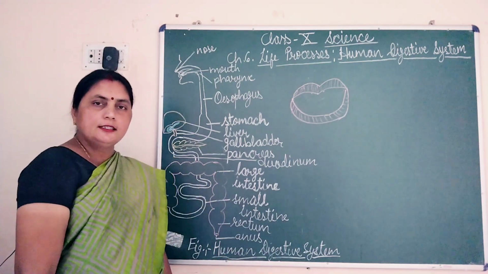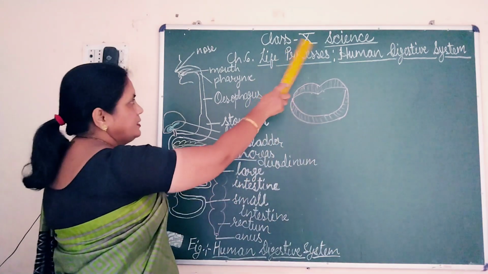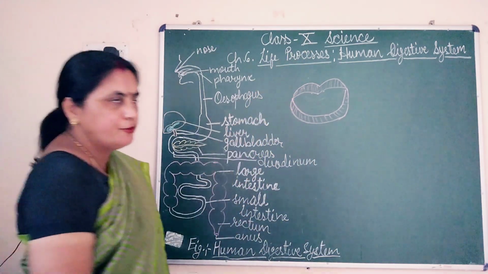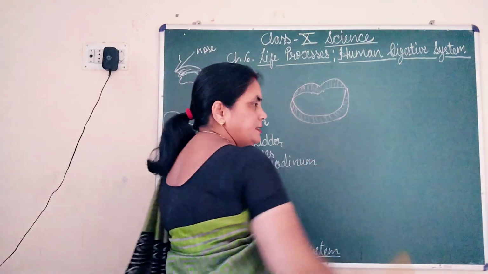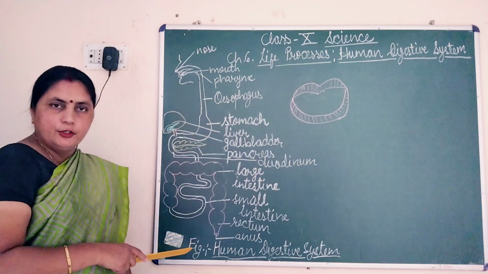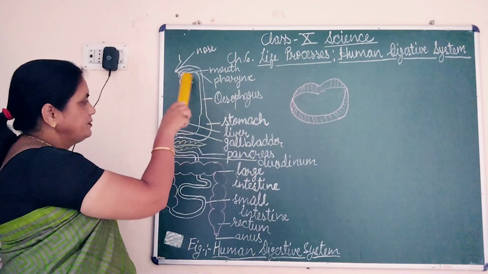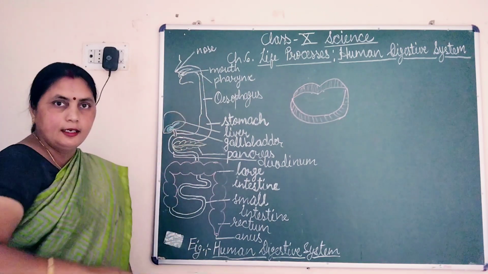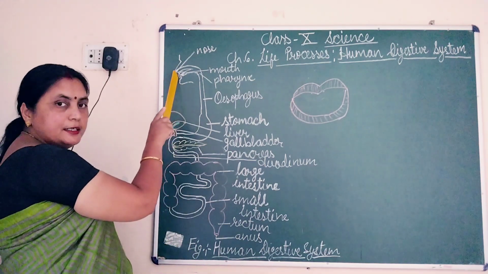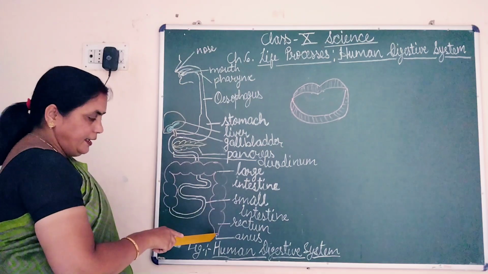I am going to record this video for class 10 science chapter 6 life processes, under which I am going to cover the topic human digestive system. So in my previous video I had told you that the human digestive system is in the form of a long canal which is known as alimentary canal. This alimentary canal begins with the mouth and ends at the anus.